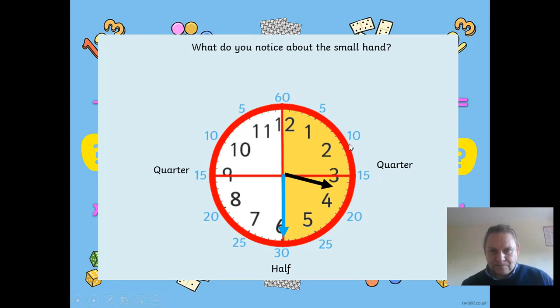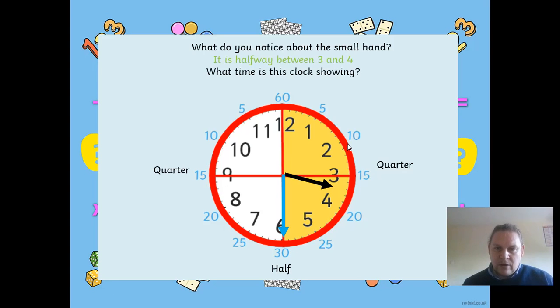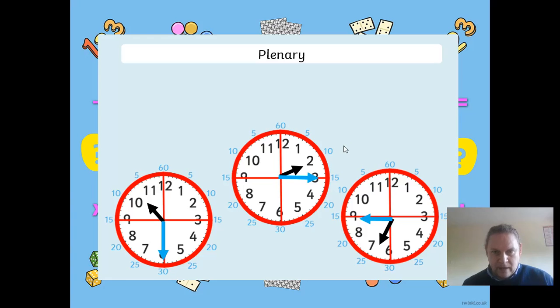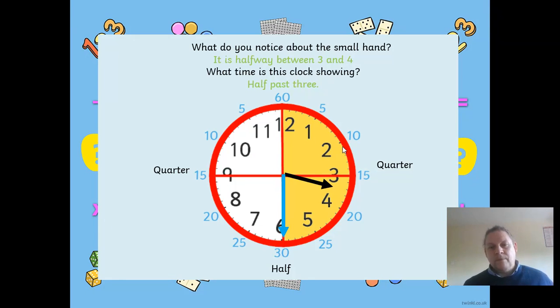Now, next one. What do we notice about small hand? It's halfway between the 3 and the 4. What time is the clock showing? Half past 3. Okay. Rightio. All right. I'll let you go and get on with your worksheets, answer some questions there, and then you can come back. You can pause the video and you can come back and we'll have a look at the plenary in a second.